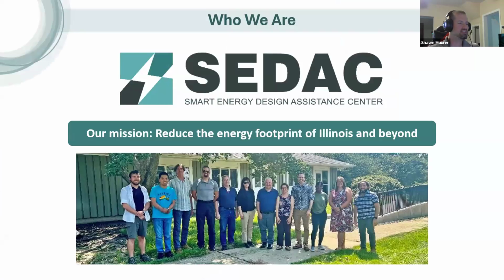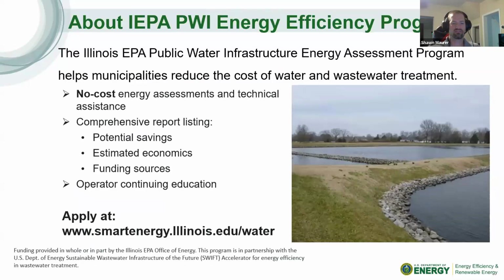A little bit about CDAC and who we are here. We are the Smart Energy Design Assistance Center. Our mission is to help reduce the energy footprint of Illinois and beyond. We are an applied research program at the University of Illinois based in Urbana-Champaign. One of our major programs is the Public Water Infrastructure Program. We've partnered with the EPA Energy Office to provide no-cost energy assessments and technical assistance for potable water and wastewater treatment facilities to help reduce the cost of treating water.